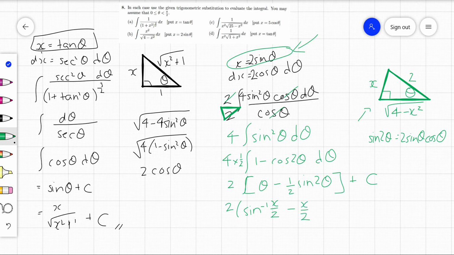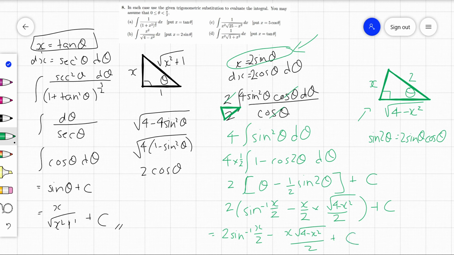Sine theta and cos theta can't always hide. So that's our square root of 4 minus x squared on 2. So I've got all that plus c. If I just go through and put the 2 in there, I've got 2 inverse sine x on 2 minus x square root 4 minus x squared on 2 plus c. All right, so that is A and B.